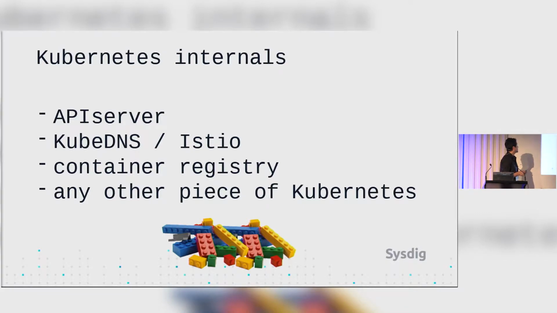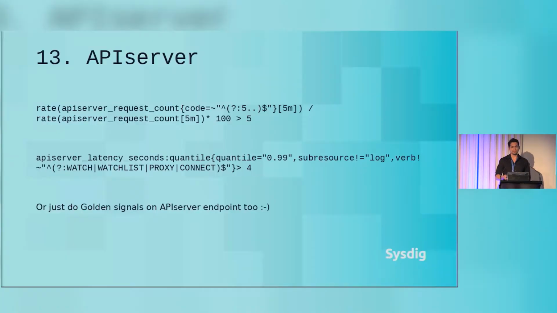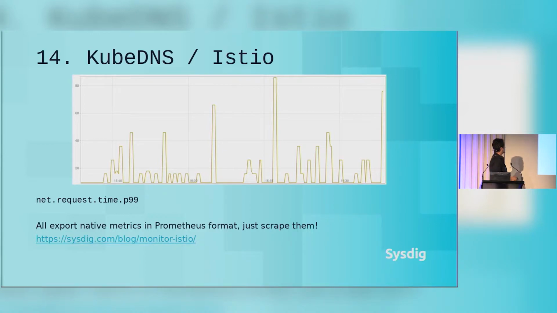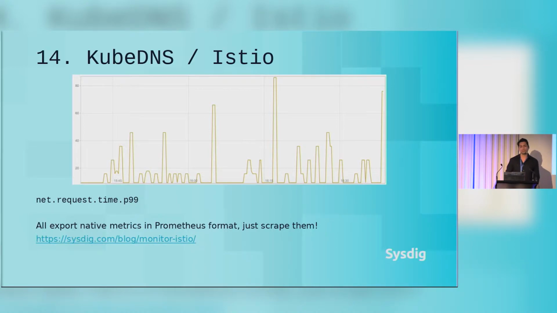The other pieces that are really important too are Kubernetes itself. So we have the API server, KubeDNS, Istio, the container registry, and any other piece of Kubernetes that needs to be monitored. So 13, the API server. Basically, you still use the golden signals, and you can look for latency and errors for this particular metric. In Istio, the response time could be the request time percentile 99. And if the metrics are already exported with Prometheus, it will just scrape them automatically with zero configuration.